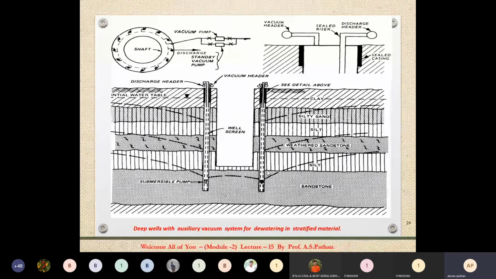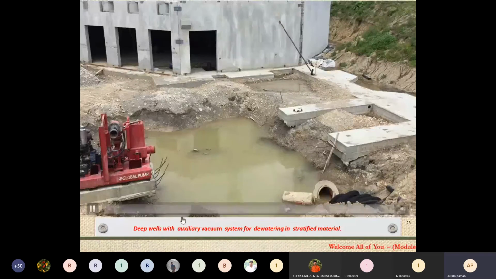So this is a simple method for pre-drainage dewatering of the excavation. After dewatering, you can start your excavation, after the drainage system. So this is about the deep well system for excavations, for the discharge of the water from the excavated area. Okay. Then I would like to show you.